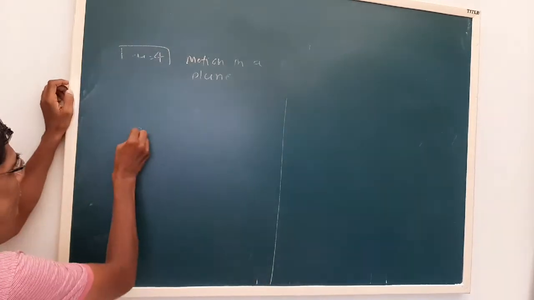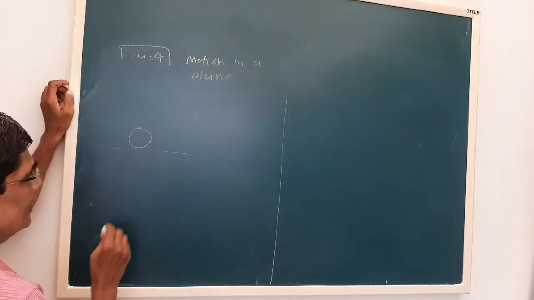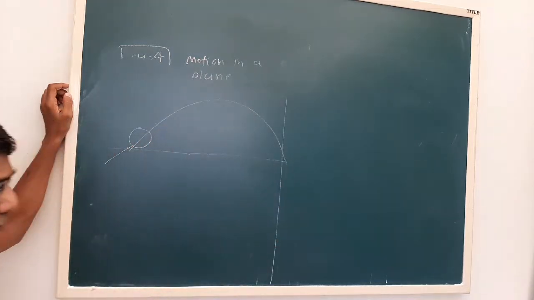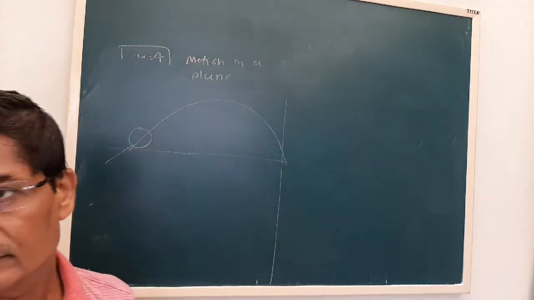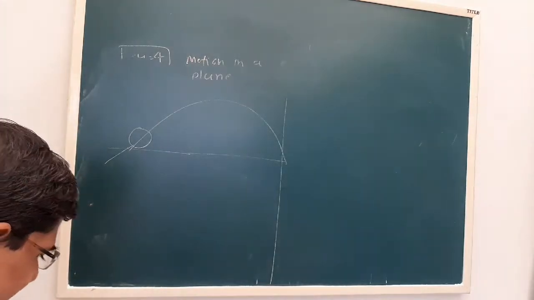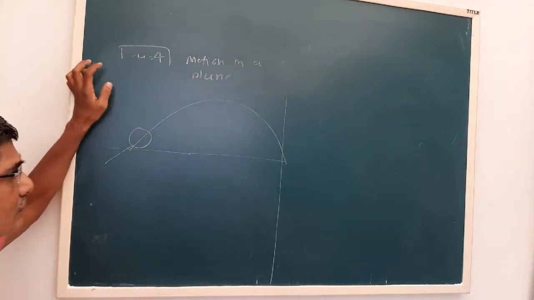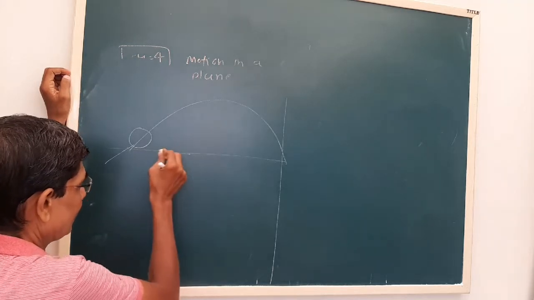Suppose a football is lying and you give a kick, so it moves like this. Or if you throw a stone, it will move like this. So what happened? See, this is a motion in two dimensions.